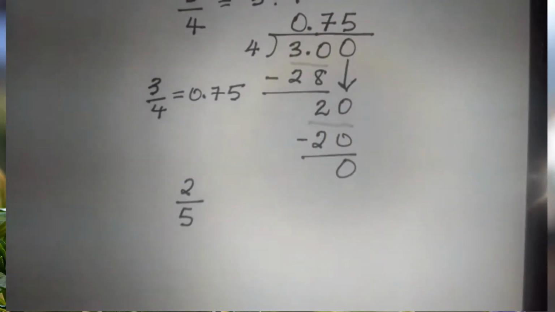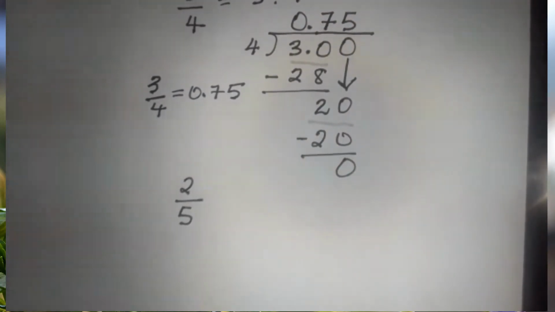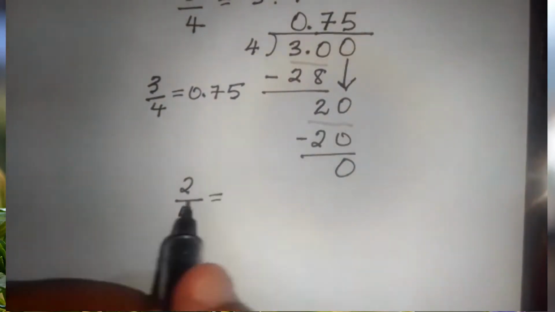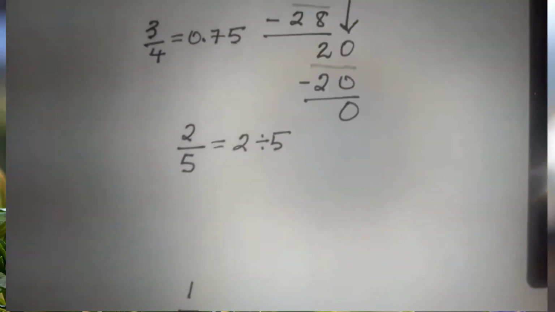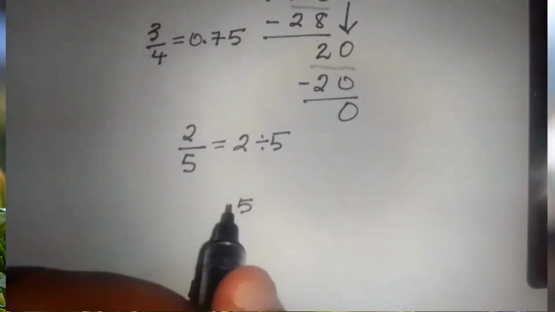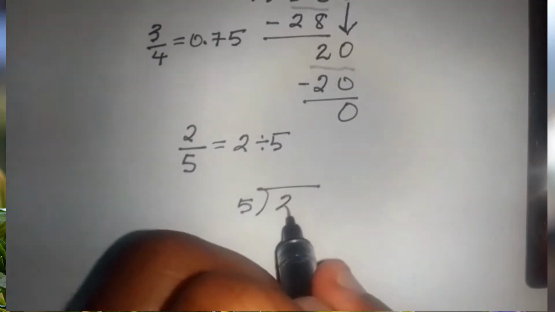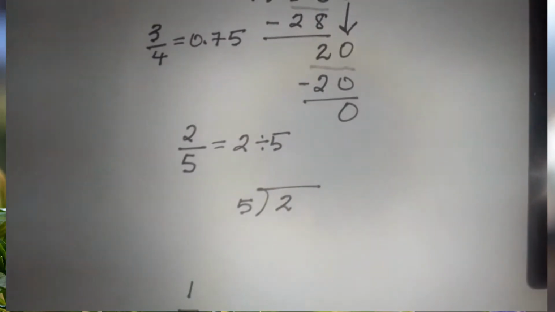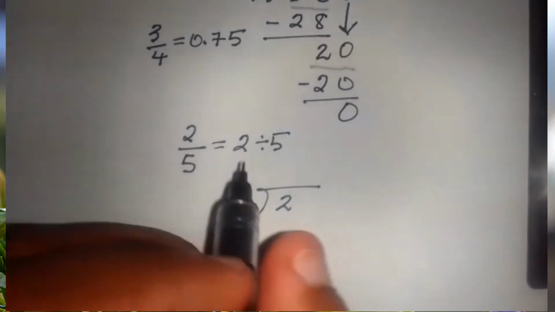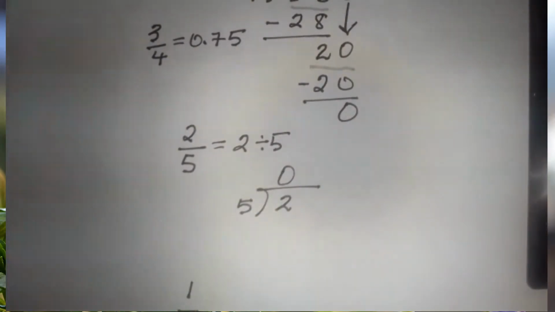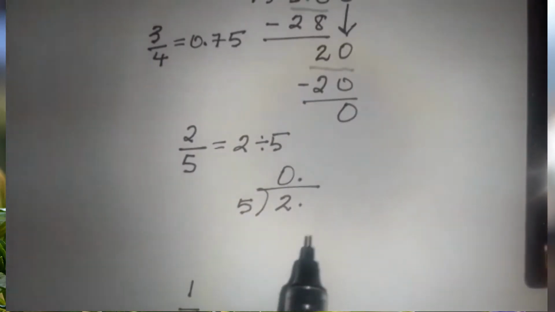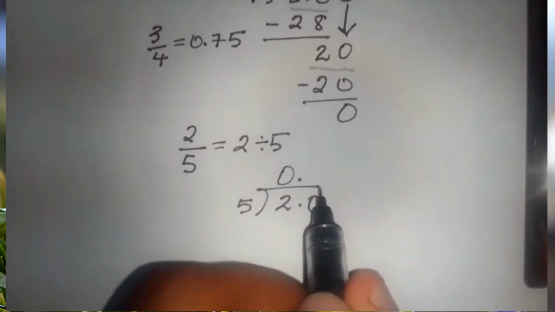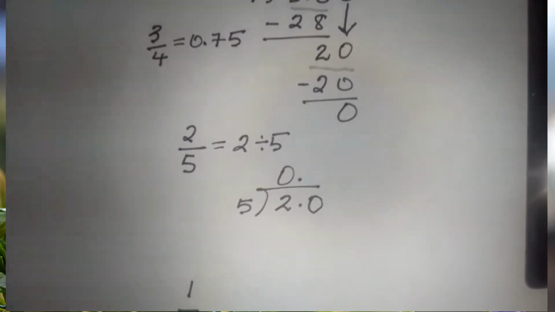One last one. We have 2 over 5. 2 over 5 is the same as 2 divided by 5, or I could say 5 into 2. But 5 is bigger than 2, so I'm going to put a 0 up here. I use my decimal point to show that I'm finished with the ones position, and I'm going to add this 0 here to show that I'm moving into the fractional part now, the decimals.